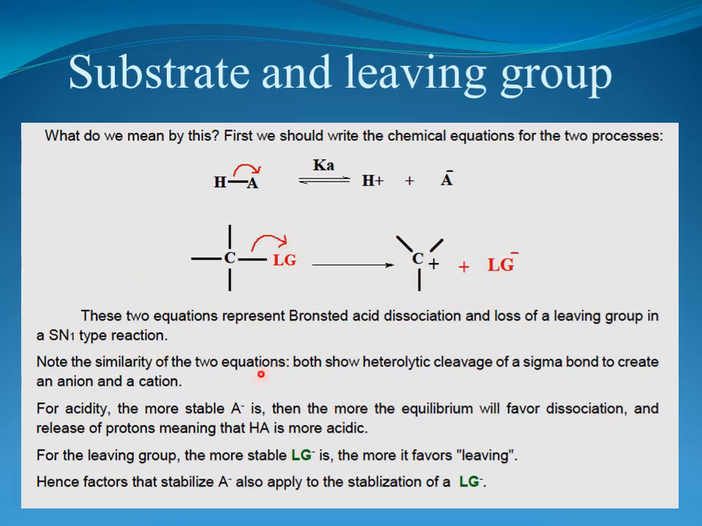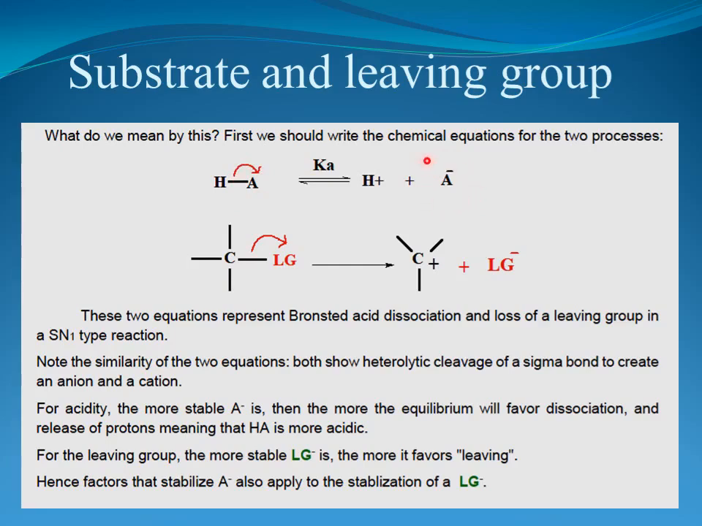Now students, we know that for acidity, the more stable the A negative, the more the equilibrium will favor dissociation and release of proton, meaning HA is more acidic, meaning more readily it donates its H positive ion, it is a good acid. And how readily this HA bond is broken depends upon the stability of this A negative, which is the conjugate base.